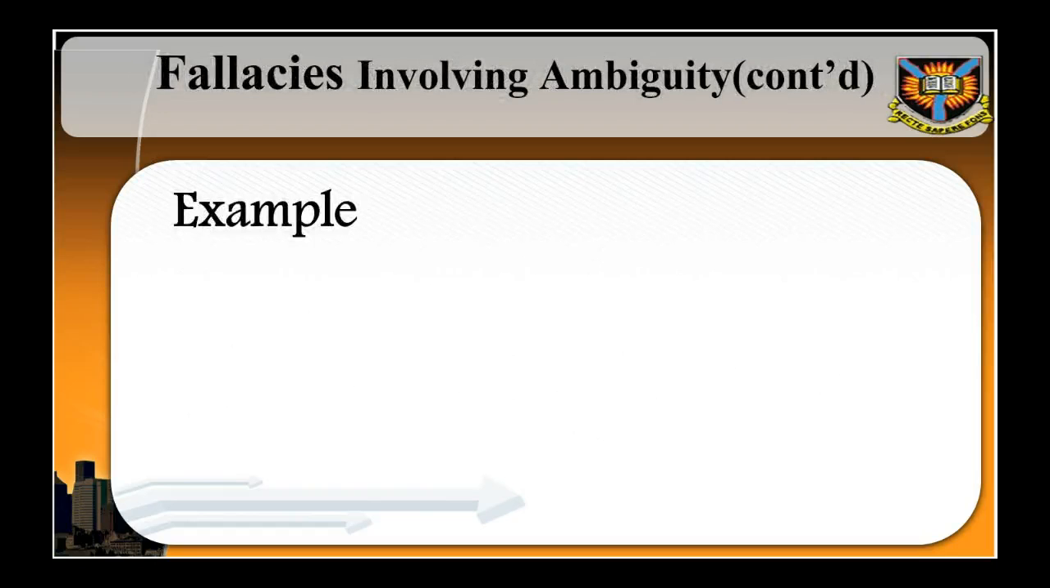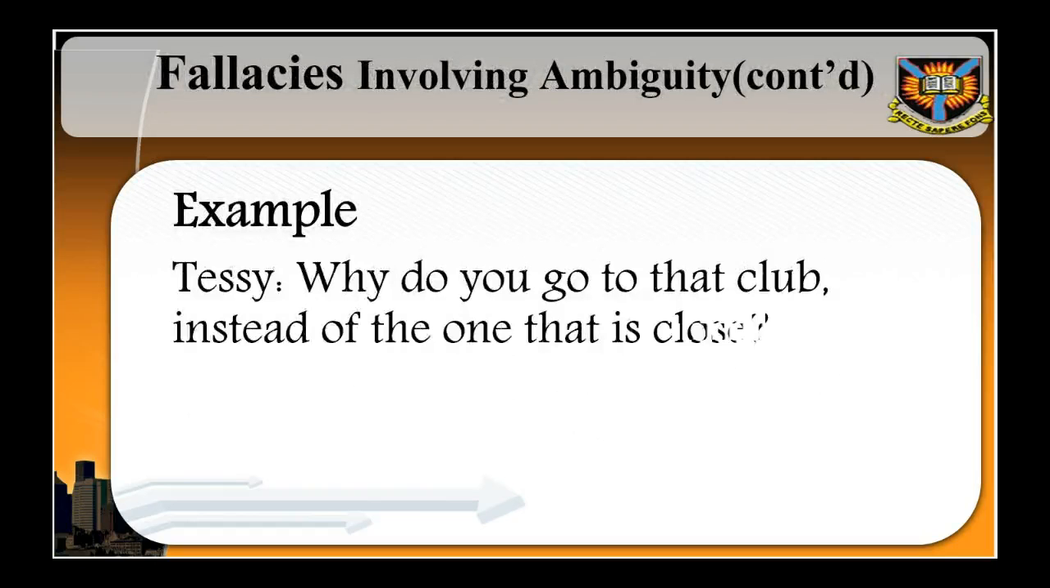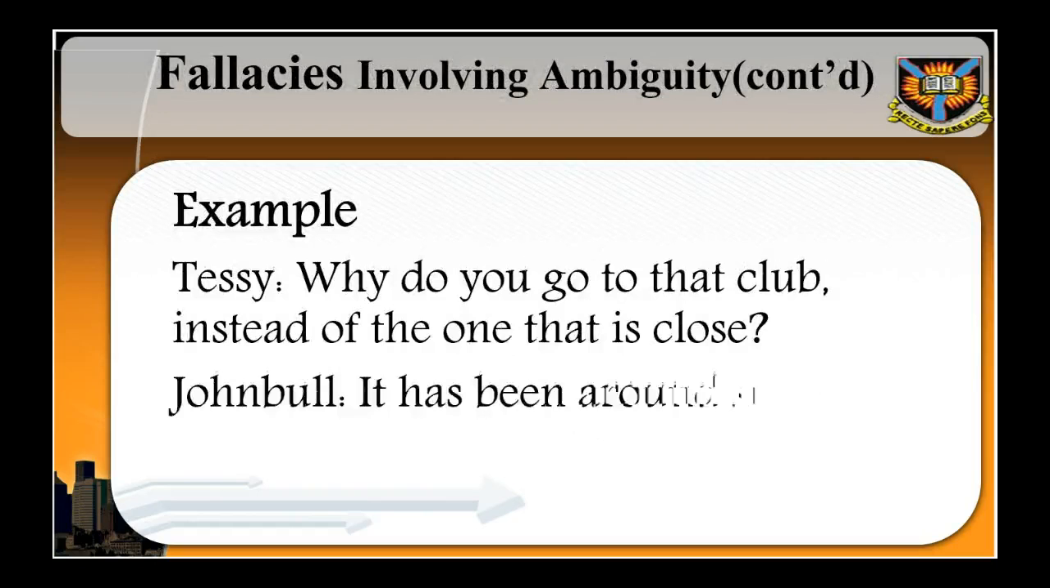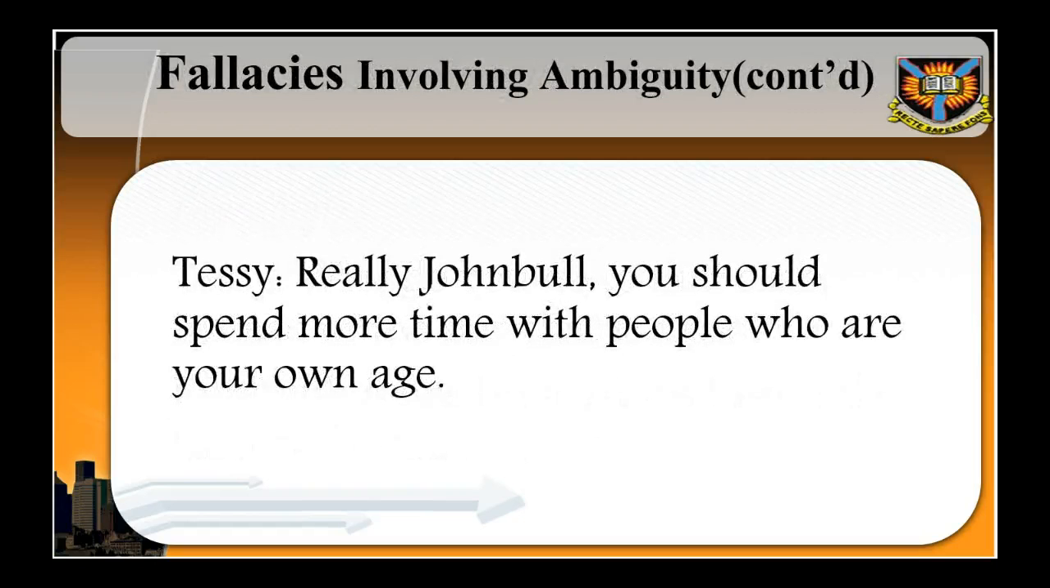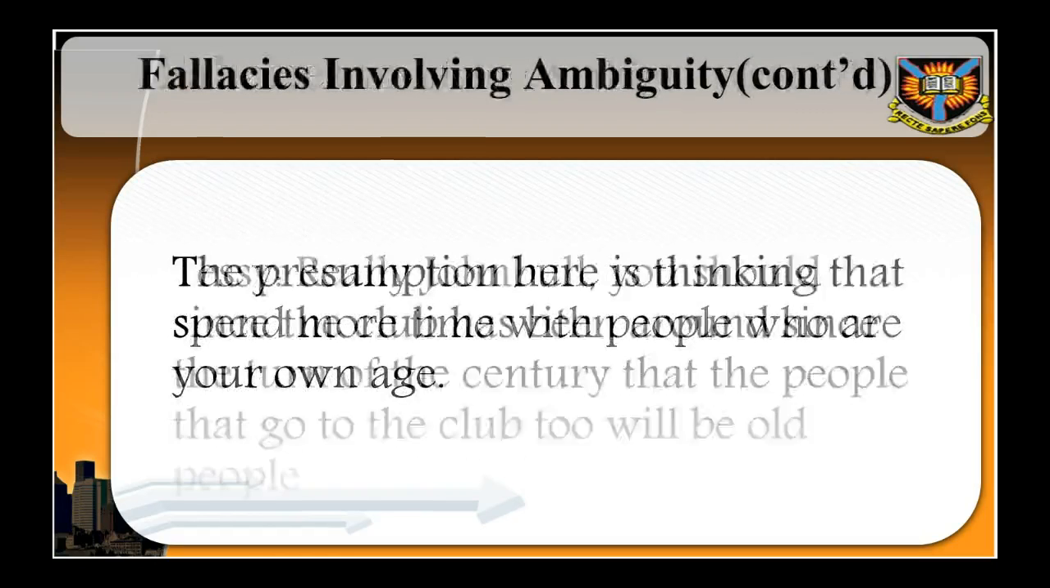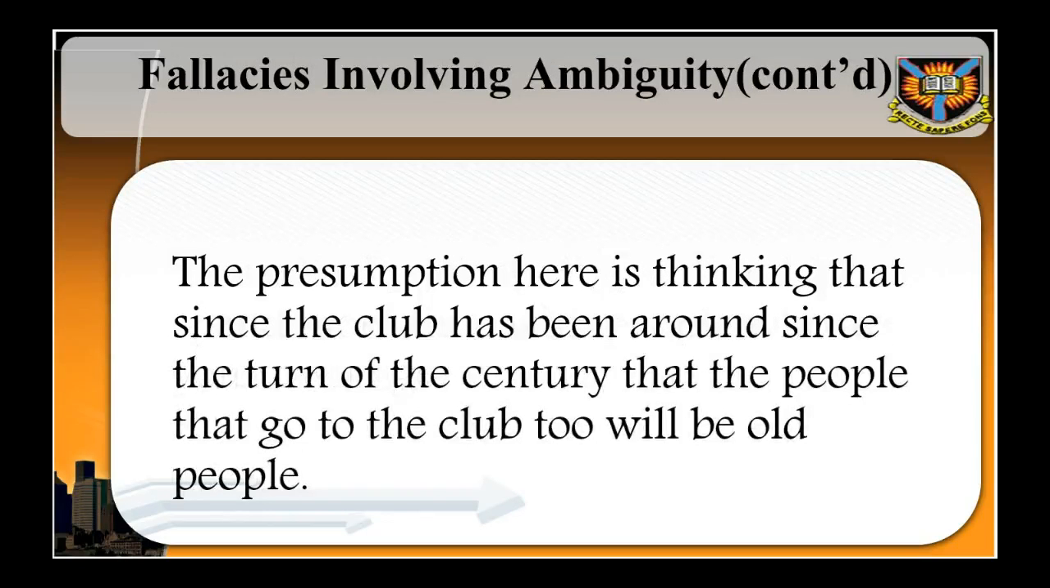Example: Tessie: Why do you go to that club instead of the one that is close? John Bull: It has been around since the turn of the century. Tessie: Really? John Bull: You should spend more time with people who are your own age. The presumption here is thinking that since the club has been around since the turn of the century, the people that go to the club too will be old people.